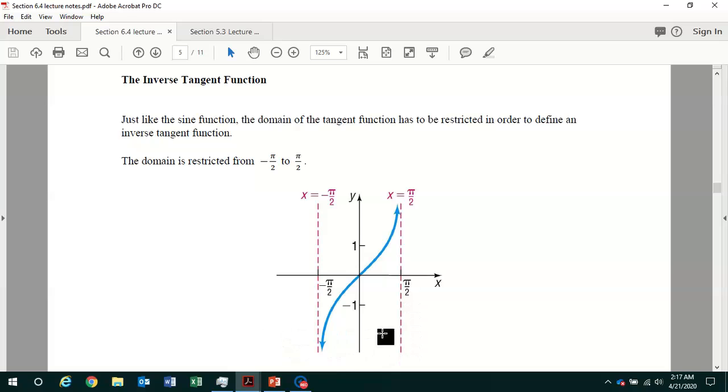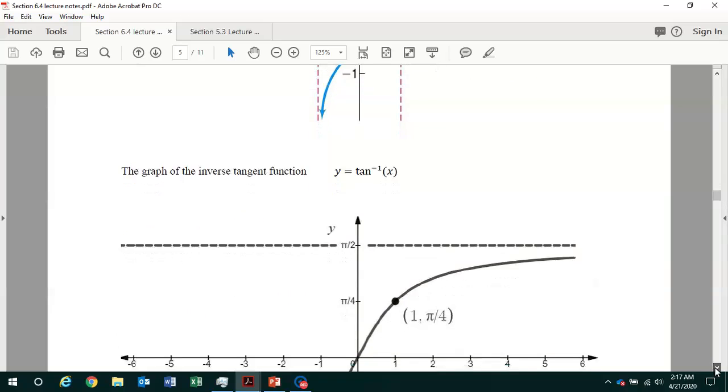And you can see that after throwing everything else away, with just this part of the graph, it passes the horizontal line test. And so by restricting the domain to minus pi over 2 to plus pi over 2 radians, which is the same as minus 90 degrees to plus 90 degrees, they created a one-to-one function. And so it has an inverse.